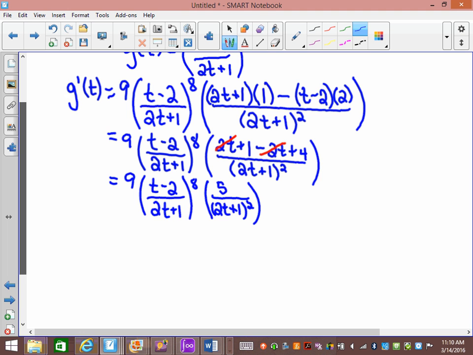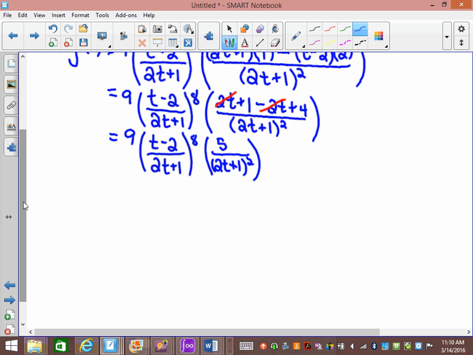Now, a lot of people will want to leave it here, or they try to do some craziness with the 2t plus 1 and throw it in with the 8 somehow. But right now, if you look at it, the 8 is on both of these, correct? So your best thing to do is to write it separately for both of them, because then I can combine these after. So I get 9, not as one but separately, 9 times (t minus 2) to the 8 over (2t plus 1) to the 8, times 5 over (2t plus 1) squared.